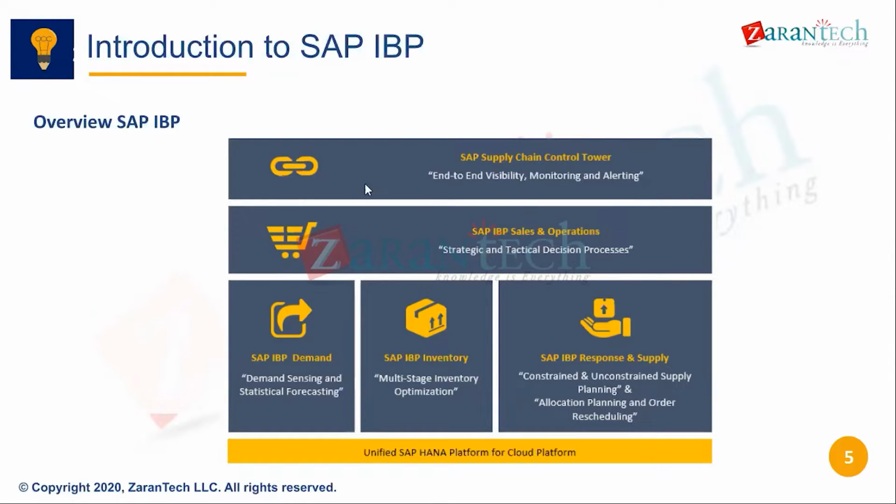When we say SAP Supply Chain Control Tower, what do you mean by that? We have end-to-end visibility, we monitor, we alert whatever happens across the network and across the global supply chain. This is how the supply chain is integrated with each other.